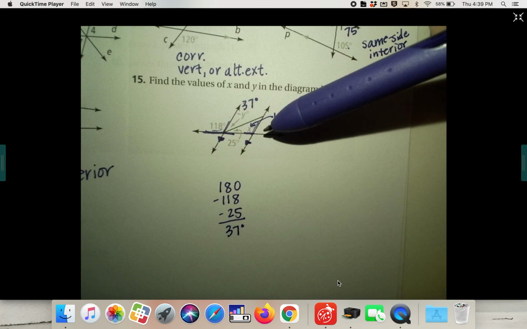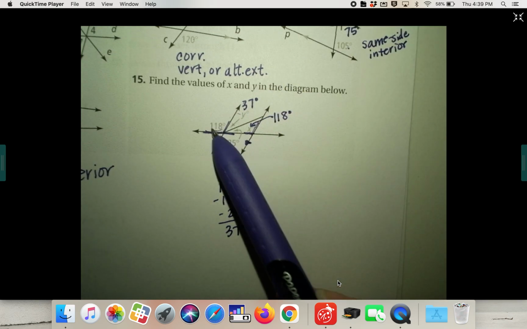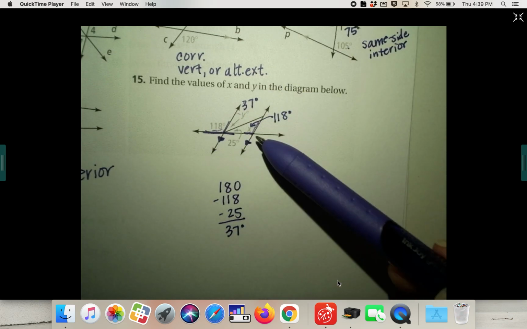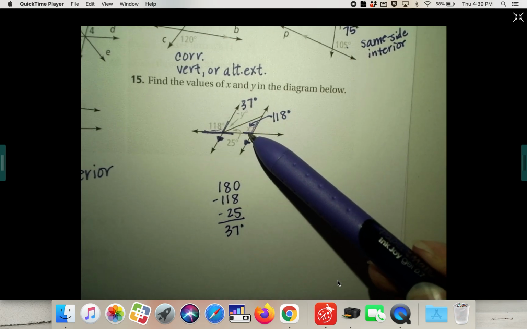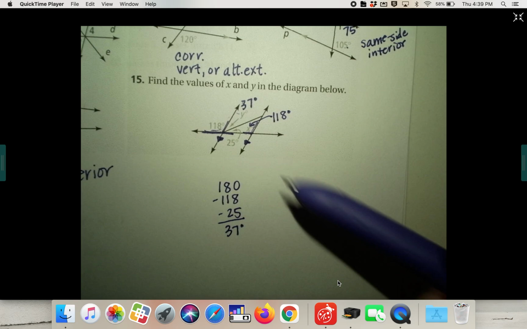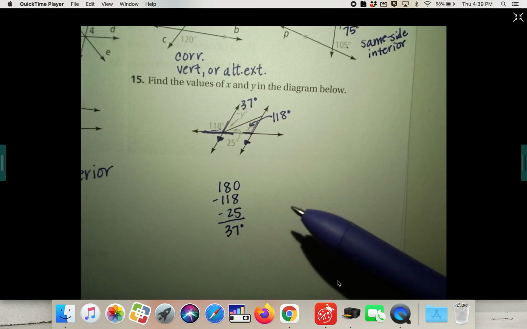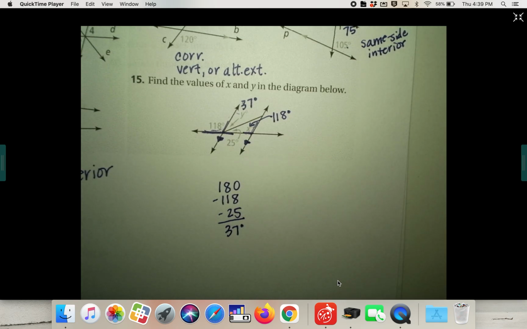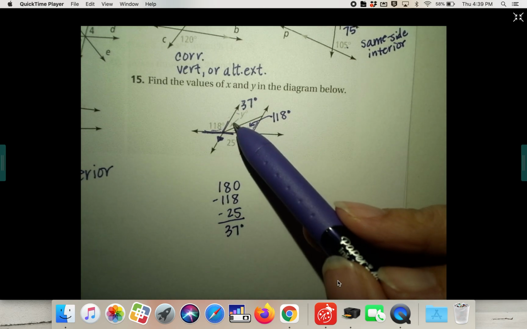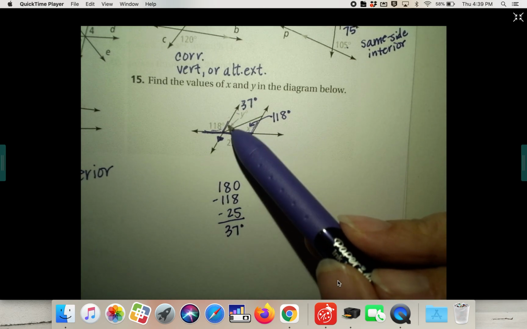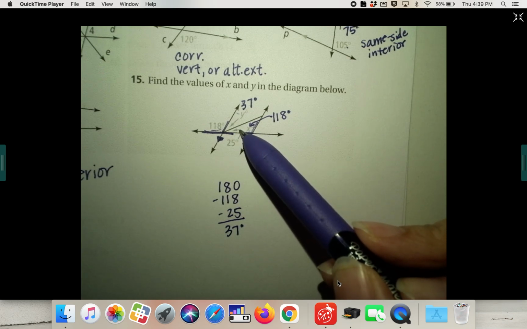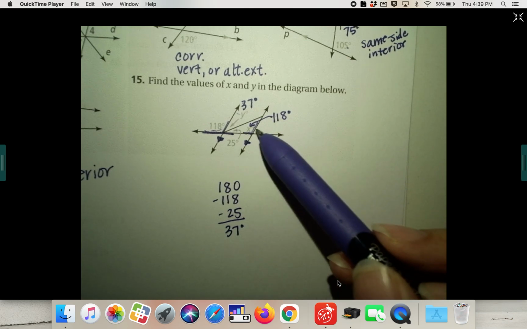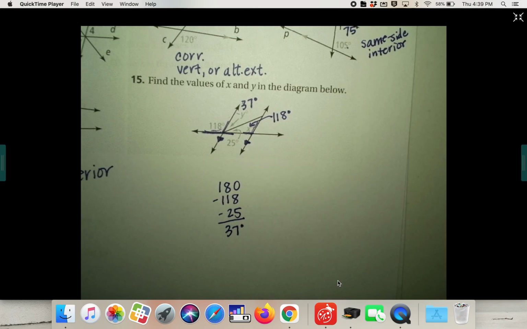Or you could have, let's see, what else could you do? Oh, you know that this exterior angle 118 is equal to the two remote interior angles. So 118 would have to equal, no, that wouldn't work, would it? So I guess you have to use corresponding there. Well, you could do 37 and 25. And 37 plus 25 equals 62. And if this angle is 62, then this one would have to be 118. All right, next page.